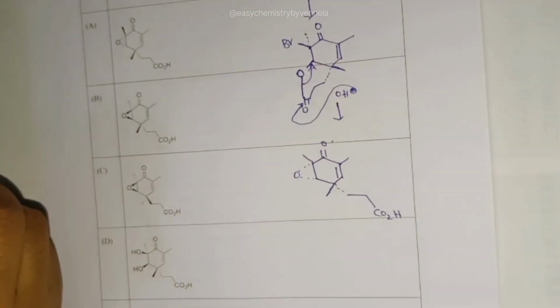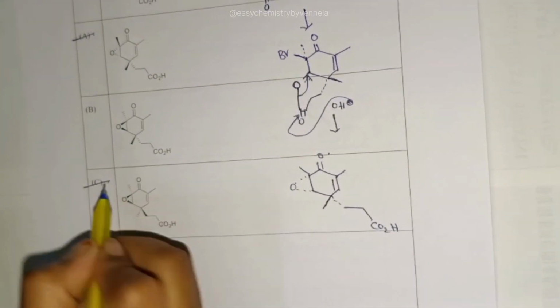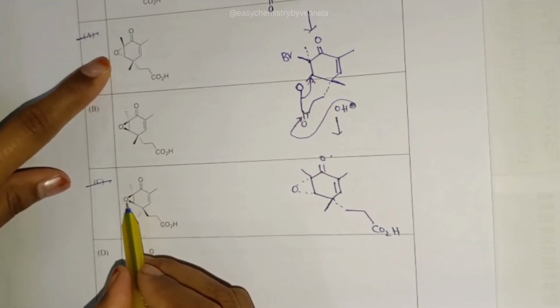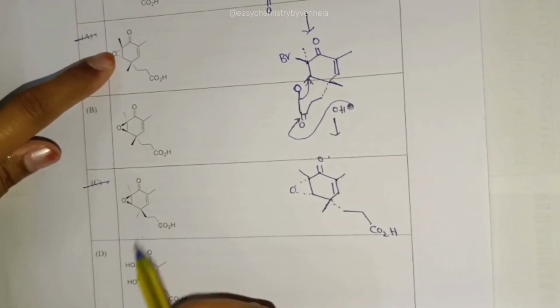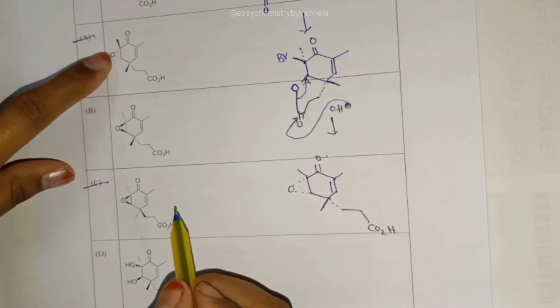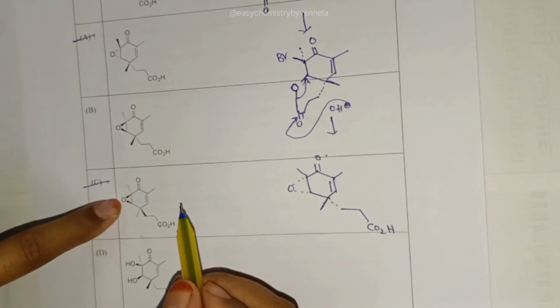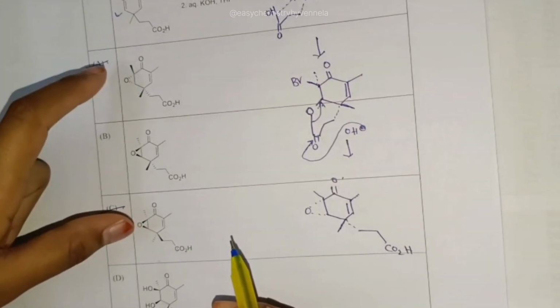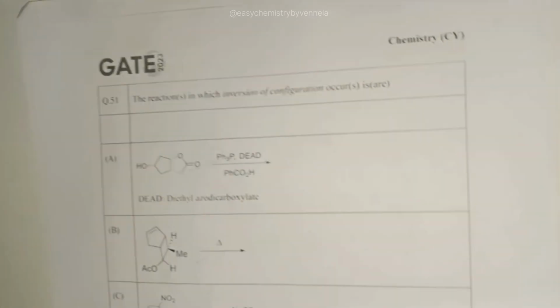So in this, the correct options are option A and option C, because here those two epoxides will form, which has here below the plane, here above the plane. So these two can form only both above the plane and both below the plane. These two are correct options. Next question.